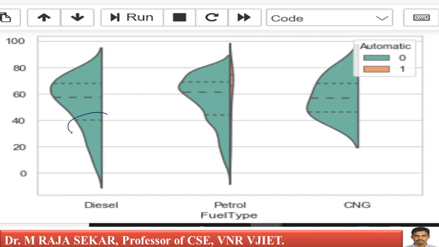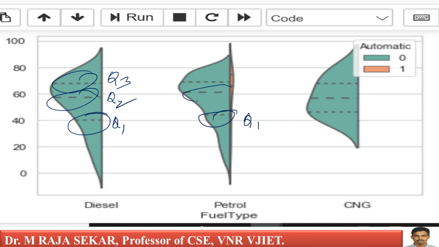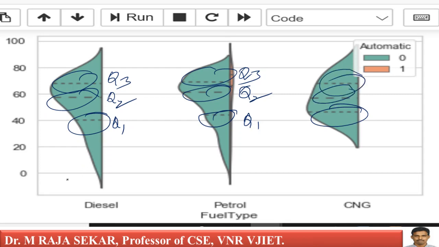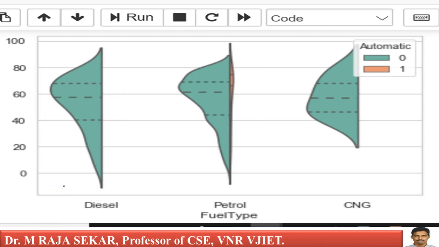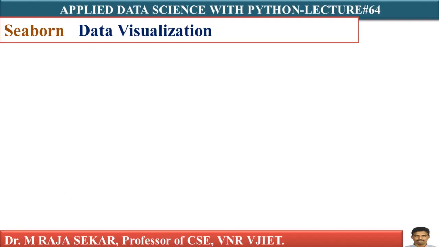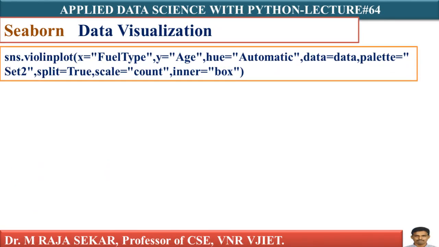This is Q1, isn't it? This is Q2, it's giving quartiles. This is Q3, isn't it? Inner equal to quartile means it's giving quartiles. This is Q1, this is Q2, this is Q3. Is it not straightforward? Instead of writing inner equal to quartile, just try to make an experiment with different values. Otherwise, just say inner equal to box. I already explained, by default, inner value is box.